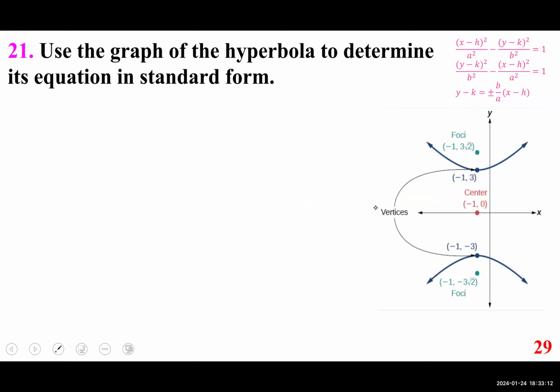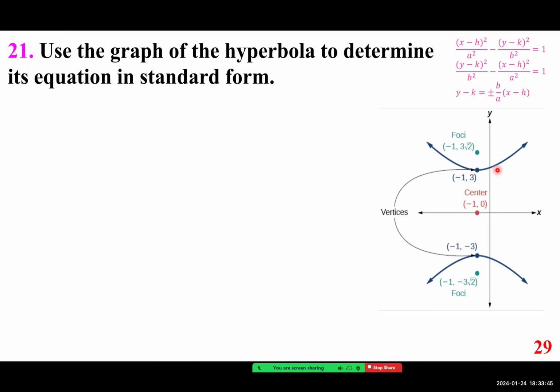Use the graph of the hyperbola to determine its equation in standard form. So of course, they then give us the asymptotes, but those are the asymptotes, okay? It goes through the center, okay? The center is given as negative 1, 0. The foci are at negative 1, 3 square root of 2, negative 1, minus 3 square root of 2, and the vertices are negative 1, negative 3, negative 1, 3.